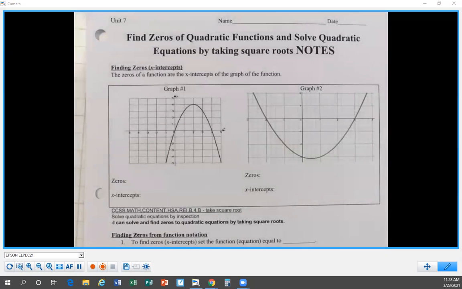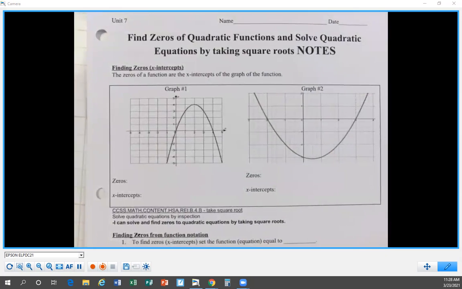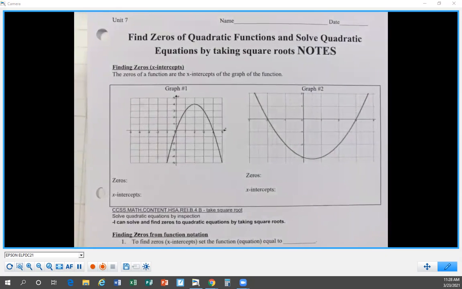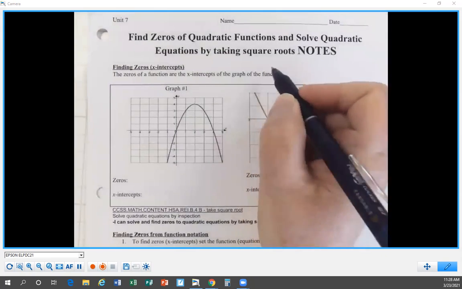Okay, so today we are starting Unit 7, and our first set of notes in Unit 7 is finding zeros of quadratic functions and solving quadratic equations by taking square roots. So we will learn several different methods of solving quadratics in Unit 7, so this unit is solving quadratics. And the first strategy we're using is the simplest, taking square roots.